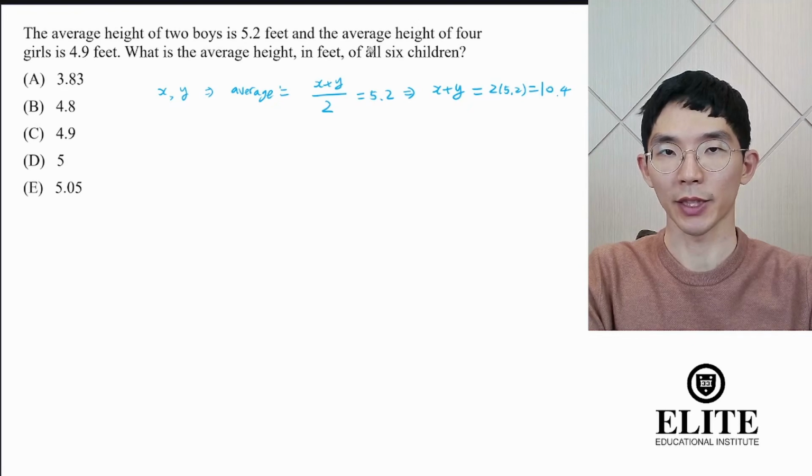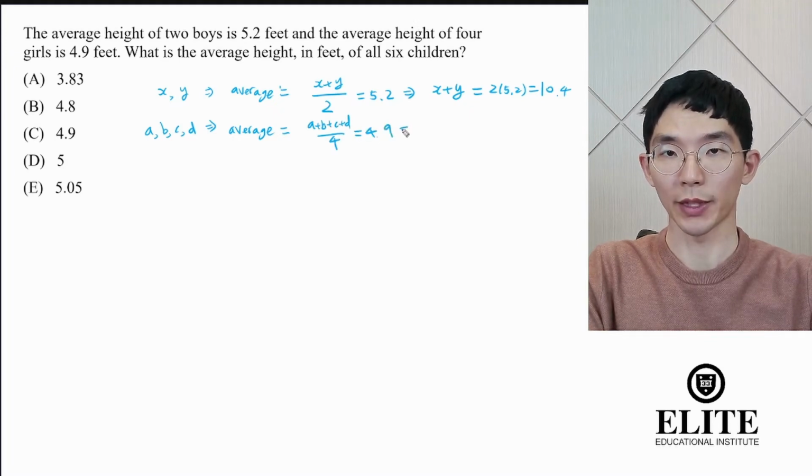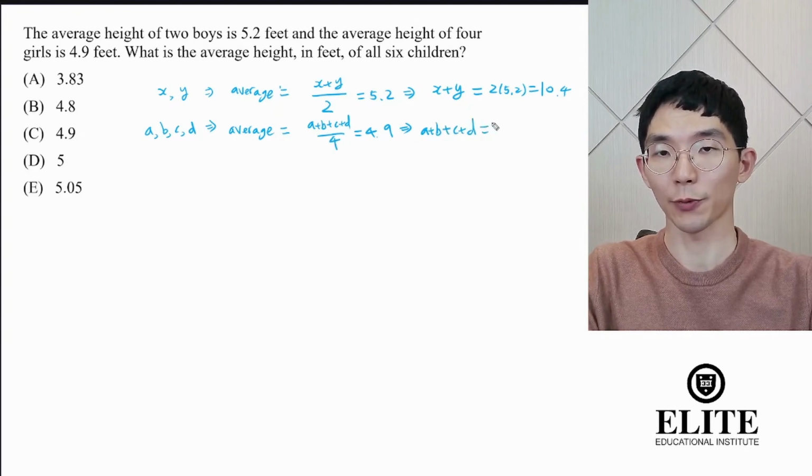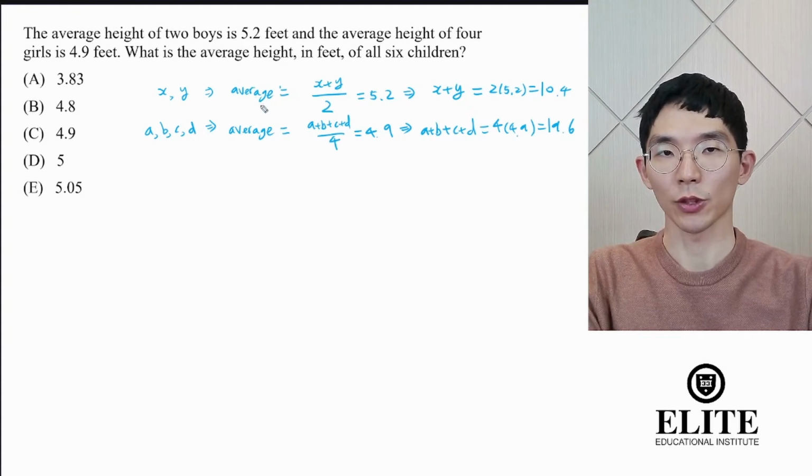Now, let's take a look at the next part. The average height of the 4 girls is 4.9 feet. That means what? If I let the heights of the girls be A, B, C, D, then the average is going to be the sum of those, A, B, C, D, divided by 4, which is equal to 4.9. So therefore, the sum of those 4 values, A plus B plus C plus D, is 4 times 4.9, which is 19.6.